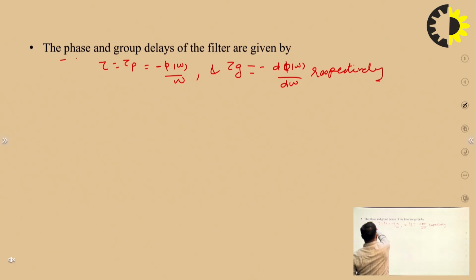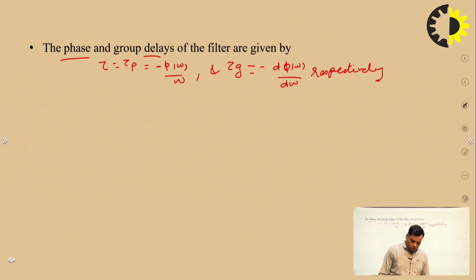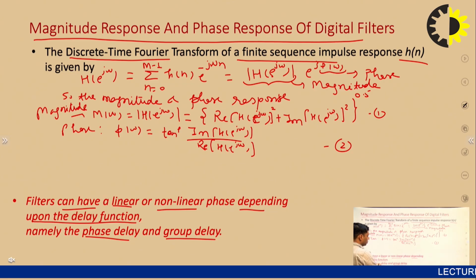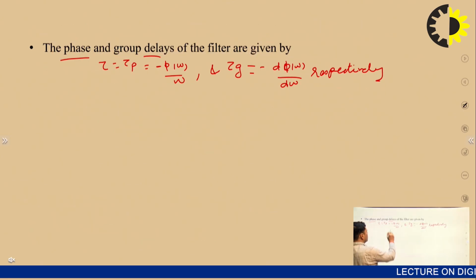For this phase delay and the group delay, the linear phase. With the help of these two parameters, we have to calculate for equations 1 and 2. Specifically for equation number 2, that is the phase delay. Phase and group delay are the two parts, which are defined by this function. So, the linear phase filters.